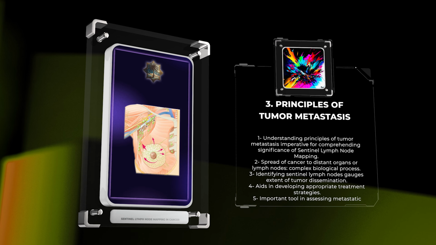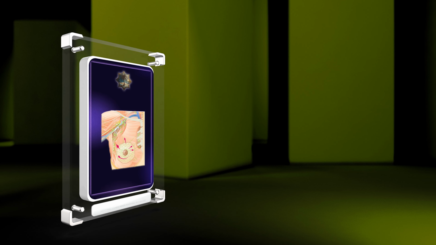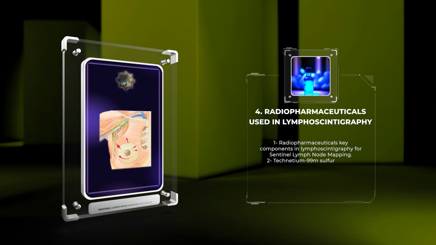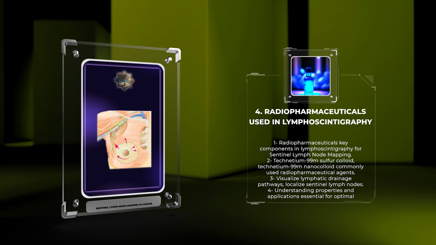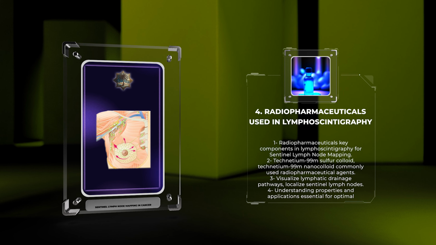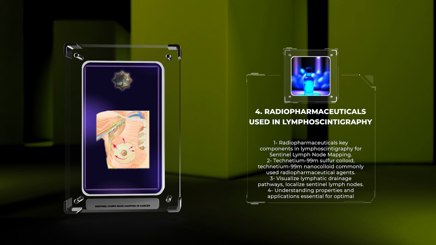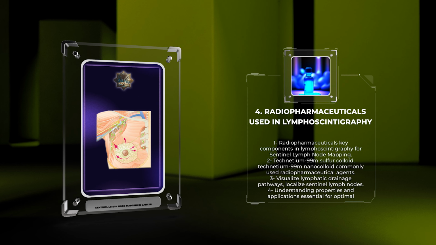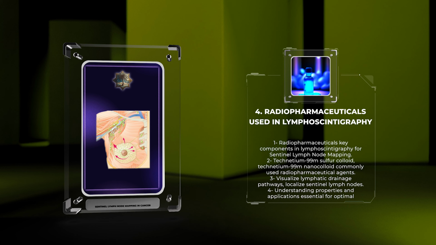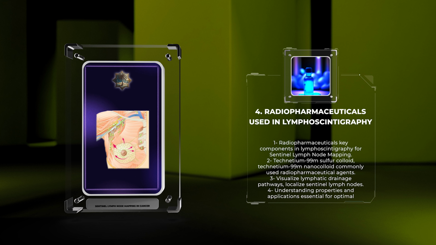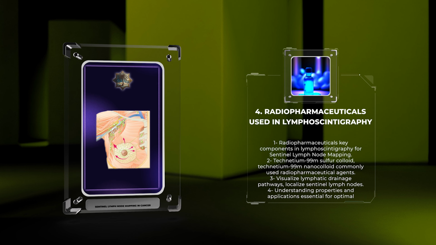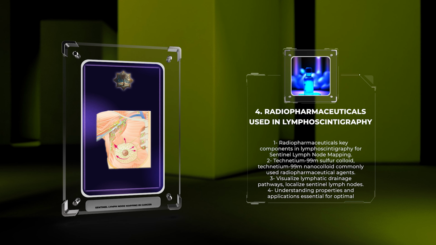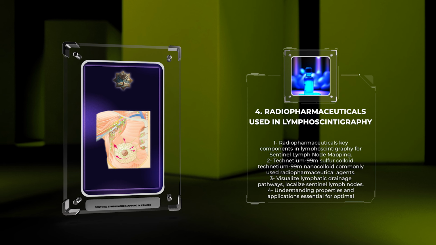Radiopharmaceuticals are key components in the imaging technique employed for sentinel lymph node mapping, known as lymphoscintigraphy. This topic discusses various radiopharmaceutical agents, such as technetium-99m sulfur colloid and technetium-99m nanocolloid, which are commonly used to visualize lymphatic drainage pathways and localize sentinel lymph nodes. Understanding the properties and applications of these radiopharmaceuticals is essential for optimal planning and execution of the imaging procedure.